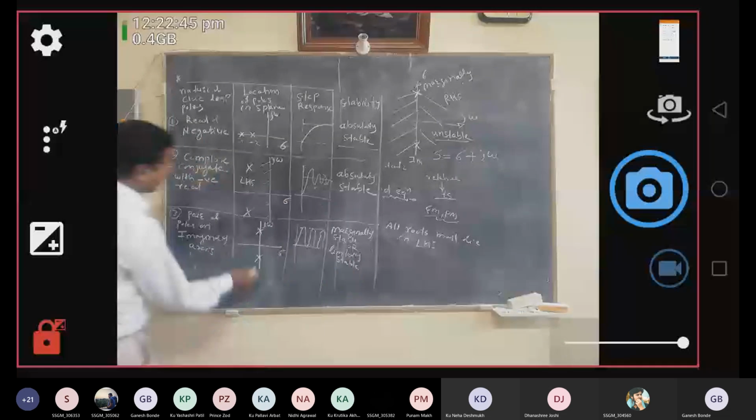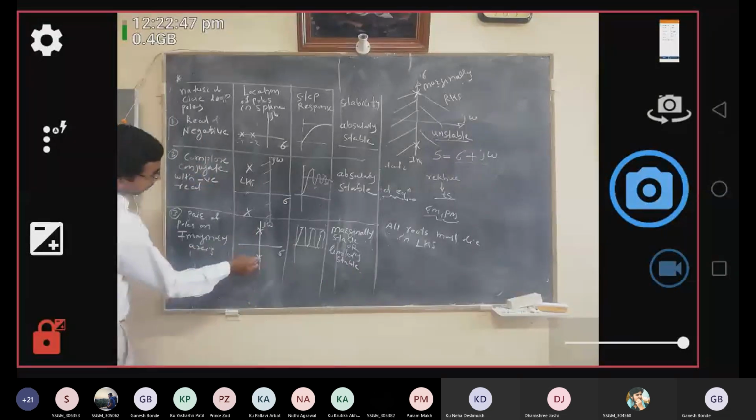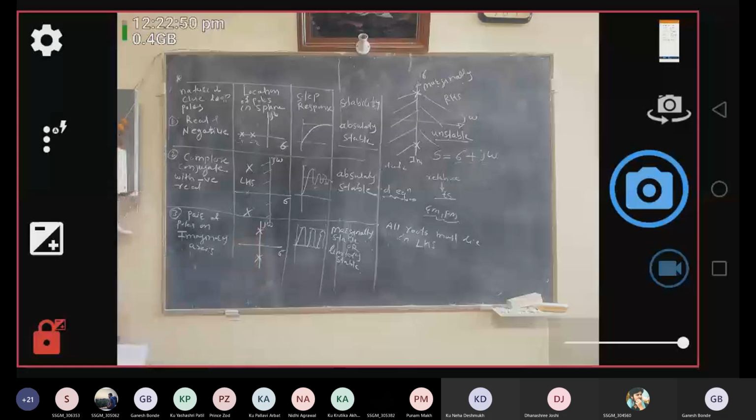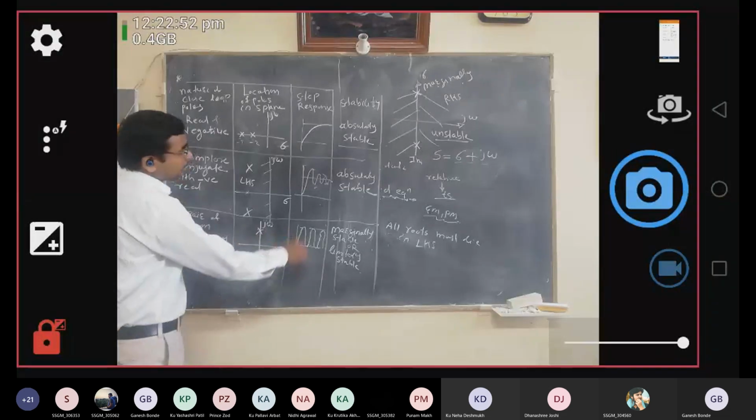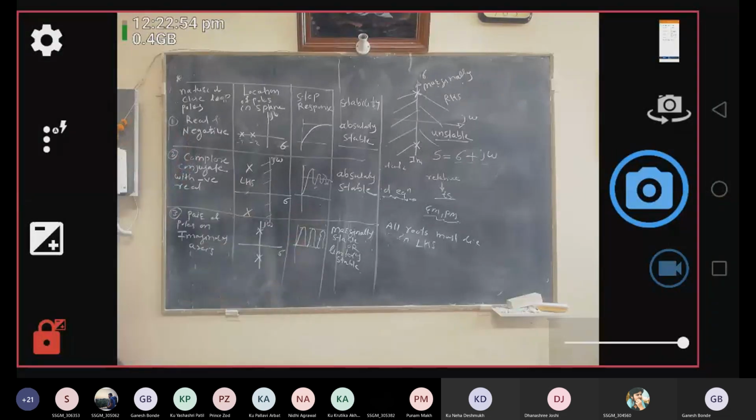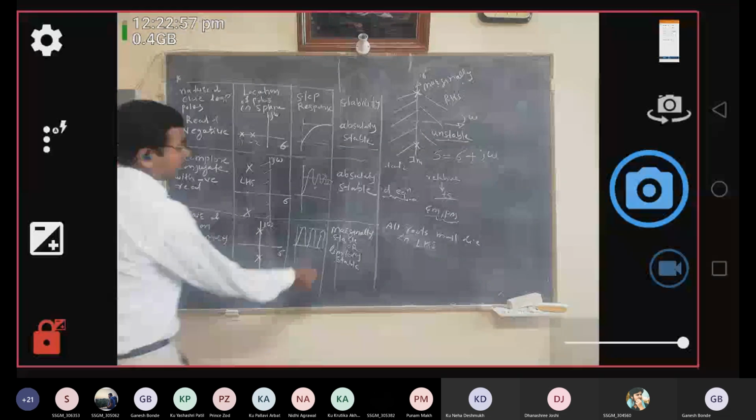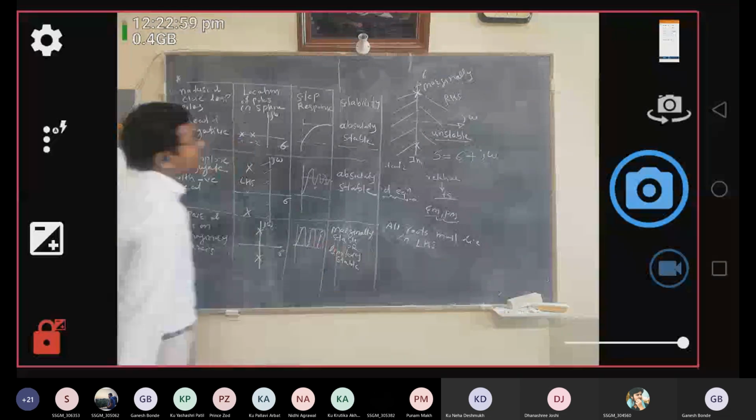Okay, so if the roots of the characteristic equation are located on the imaginary axis, then the step response consists of sustained oscillations. Therefore, in that case, the system is called marginally stable.